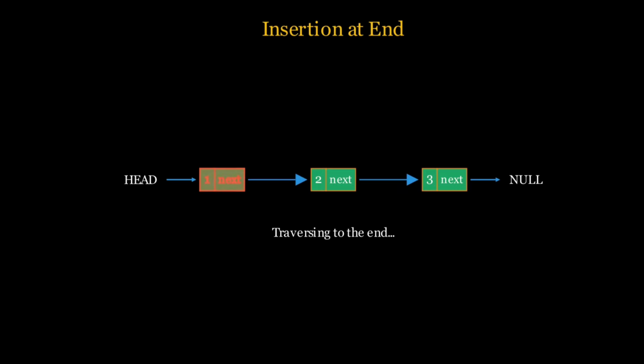Finally, to insert the node at the end, we need to traverse the list to reach the last node, which is node 3. Once we have reached the end, we follow three simple steps. First, create the new node with value 4, then point the last node to the new node, and finally point the new node to null, indicating the end of the list.